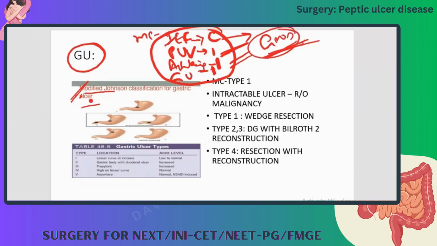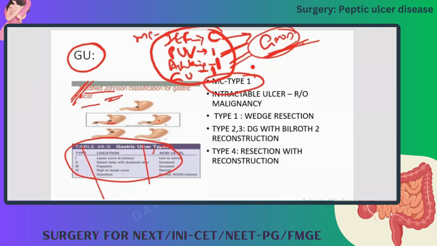So, gastric ulcer: the modified Johnson classification for gastric ulcer is based on the location. No need to remember these types or mug them up for your exams. Just understand that based on the position of the ulcer and the number of ulcers, they are given a classification like type 1, type 2, type 3, type 4, and type 5. Type 5 is the most common ulcer.